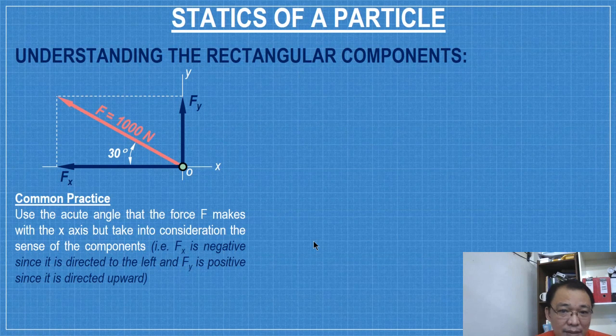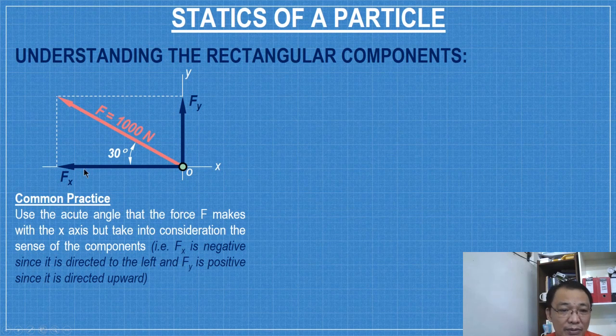The common practice in getting the components is this one: use the acute angle that the force F makes with the x-axis, but take into consideration the sense of the components. Meaning, if the component is directed to the left, it is negative, and if right, positive. For y, positive if upward, negative if downward.